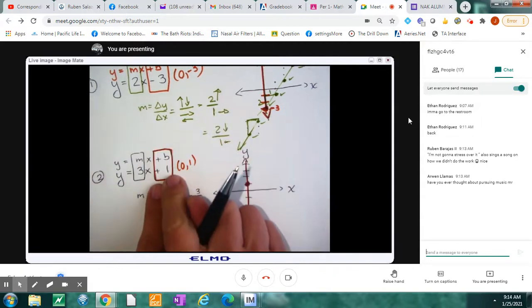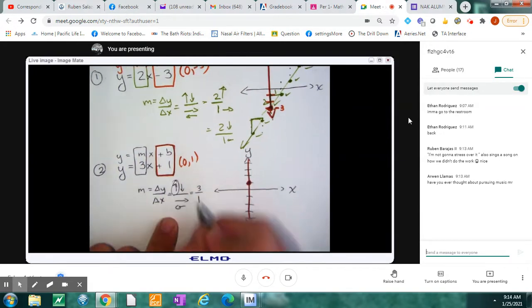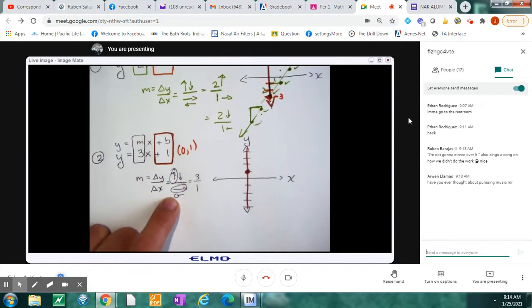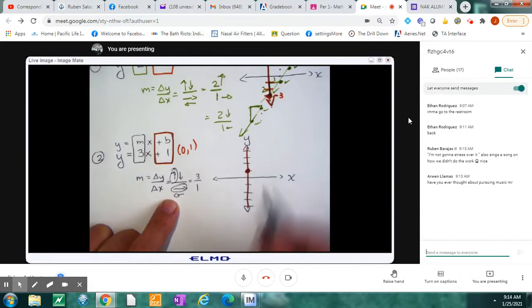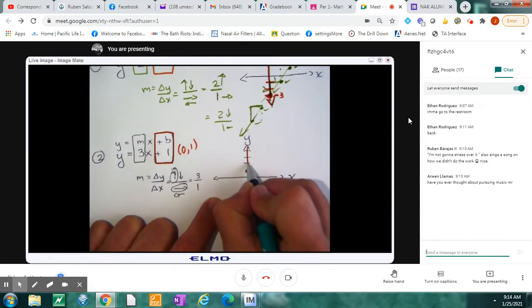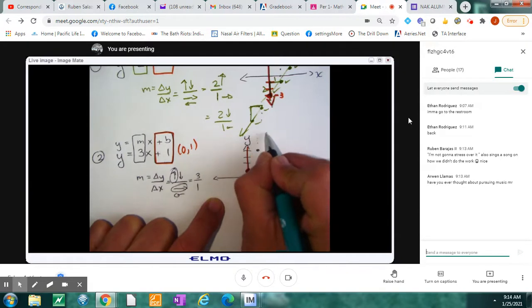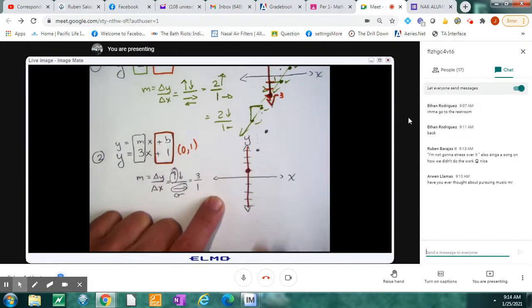Okay, it's not over this one because we already used it. So again, we're going to go 3 positive, so that's going to go up and to the right because it's positive. All right, and that's all we're doing. Ready? Let's go ahead and do that. 3 up, 1 to the right. 1, 2, 3, 1. That looks like a straight line.